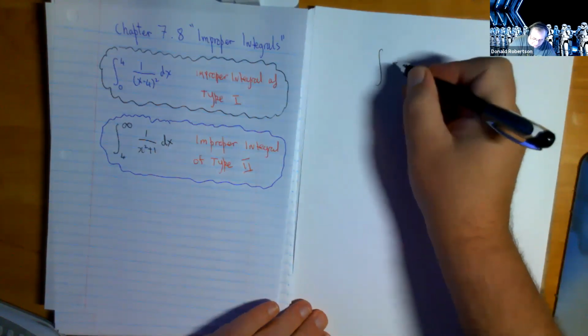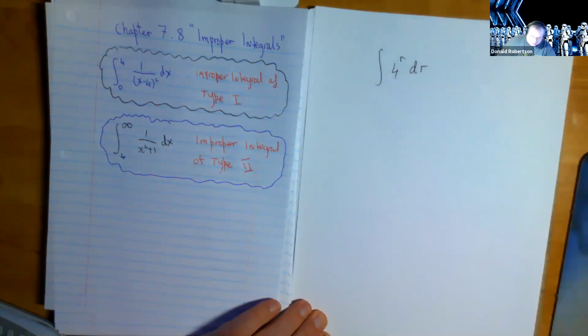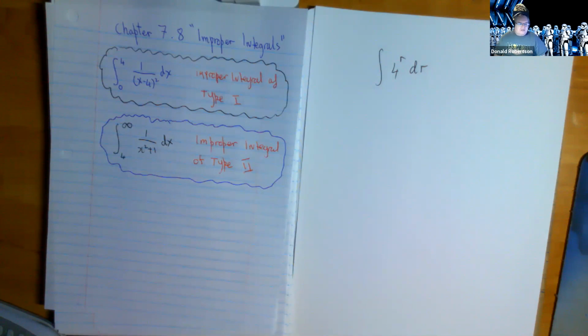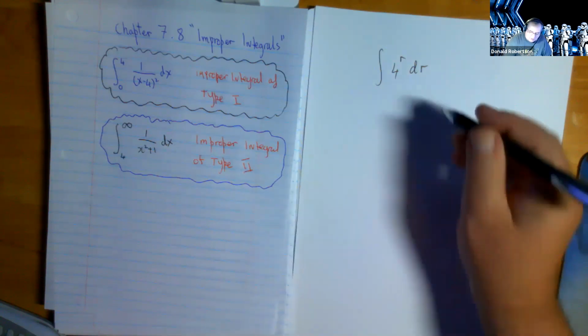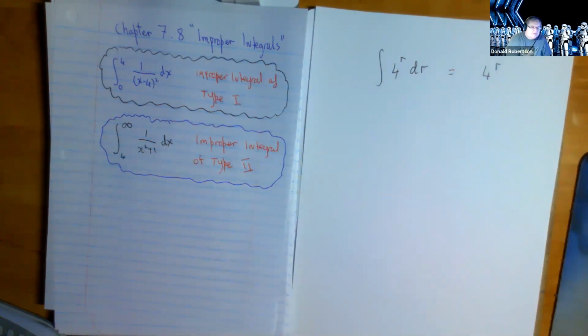Right. This next question, I'm not even going to do any of it. I just want to remind you how to integrate 2 to the r, 6 to the r, 10 to the r. What's the antiderivative of this? Well, it's 4 to the r. Anything else?